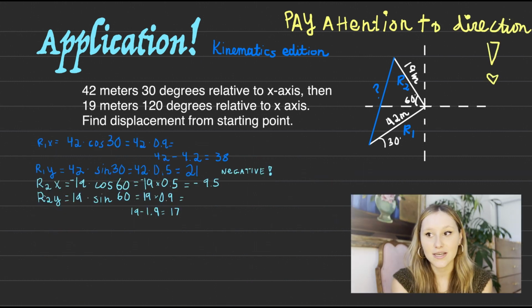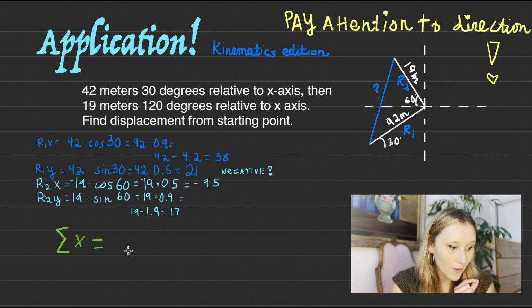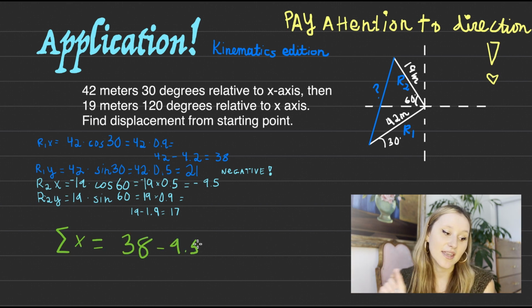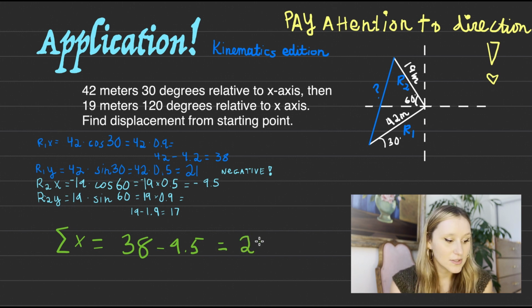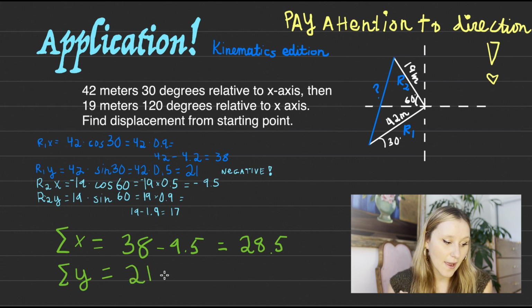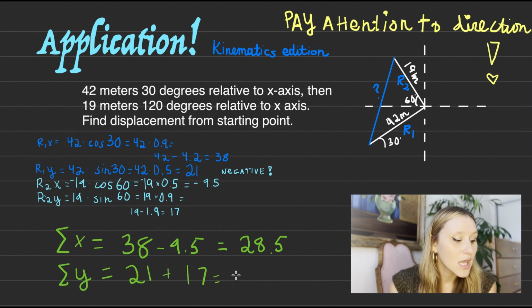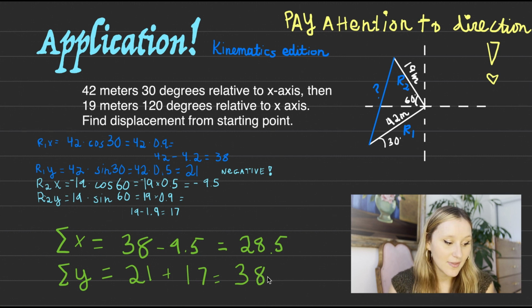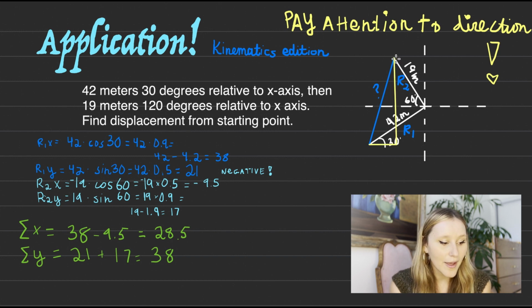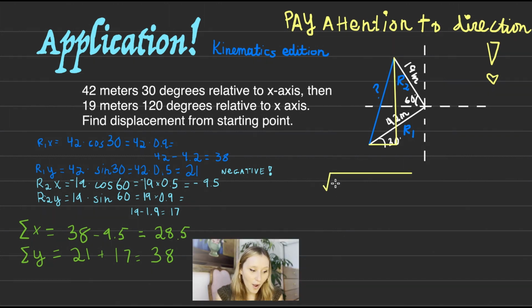So let's find the sum of all of this. For the x direction, it is going 38 meters to the right and then 9.5 meters to the left. So overall, it's going 28.5 meters to the right. And for the y direction, it's going 21 meters up and then 17 meters up again. So we get a total of 38 meters. And what have we found? We found the x value of what the total displacement was and the y value.